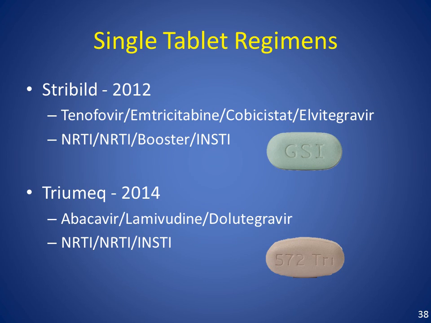Our newest single tablet regimen is Triumeq, which is also 2 NRTIs co-formulated with an integrase inhibitor. The difference about Triumeq is whereas the first single tablet regimens we discussed had tenofovir and emtricitabine, Triumeq was the first single tablet regimen to have a different pair of NRTIs, abacavir and lamivudine. Both Stribild and Triumeq are considered first-line regimens based on current guidelines for treating HIV.